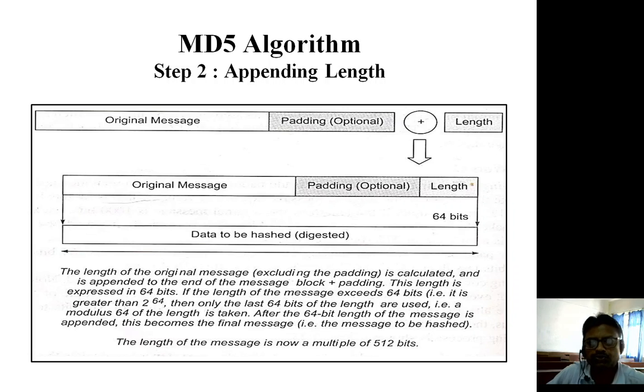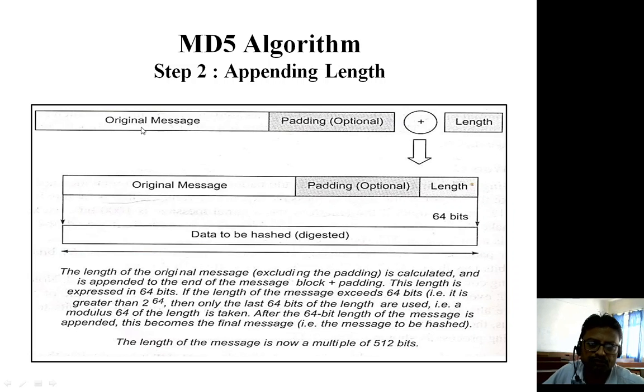Second step is appending the length. After doing the padding, we append the length, and for appending the length, whatever is the size of the original message, excluding the padding, the size of the original message is represented in the form of a 64-bit.